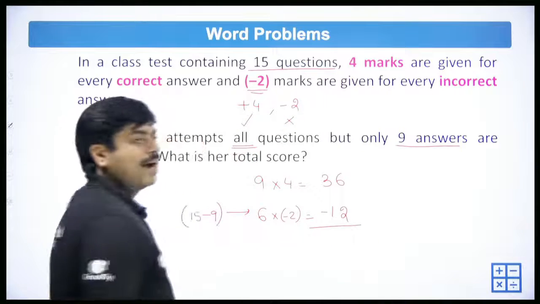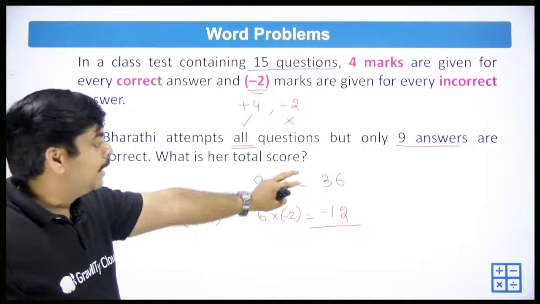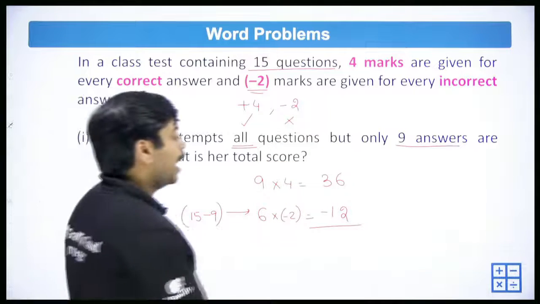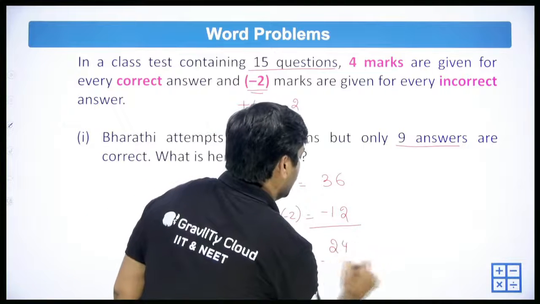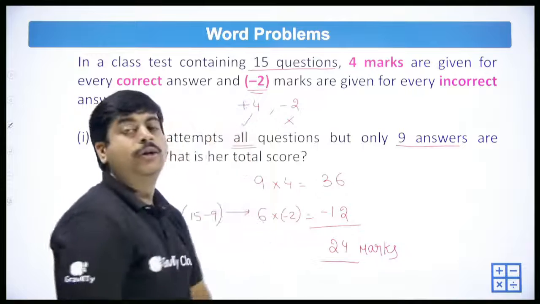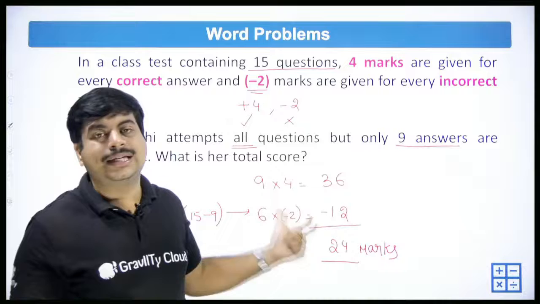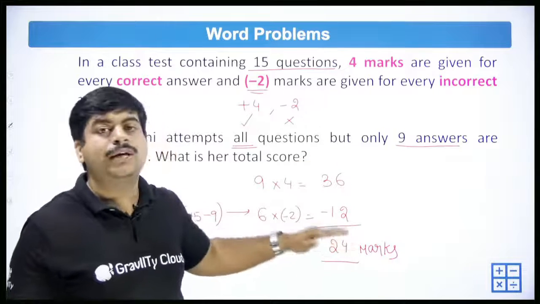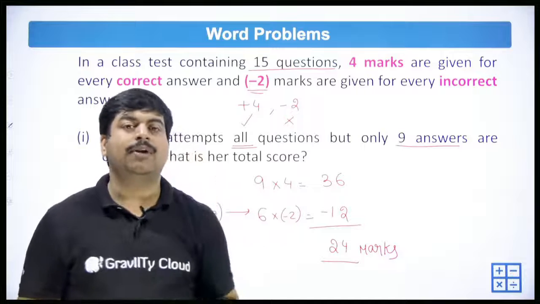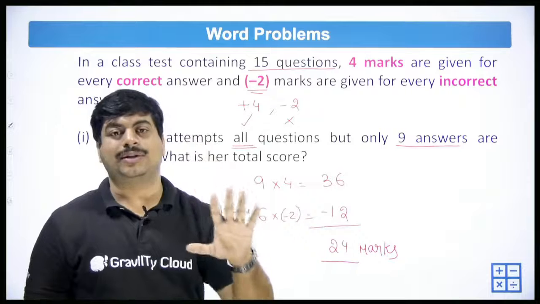So now your final score will be the addition of these two, 36 and minus 12. You will be having 24. See, 24 marks is her final score. Although she got plus 36, due to the incorrect answers, she has fallen to 24 marks, right? So once again, I'm saying, in whichever exam you're having negative marking, please don't attempt the wrong answer which you're not sure.